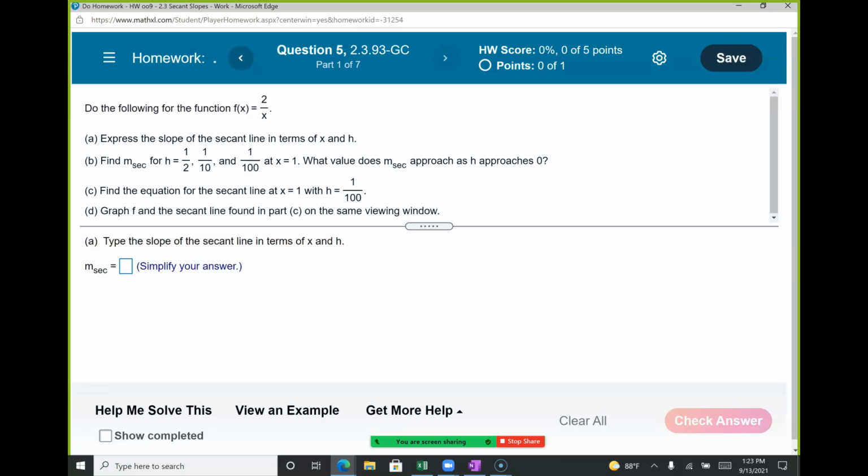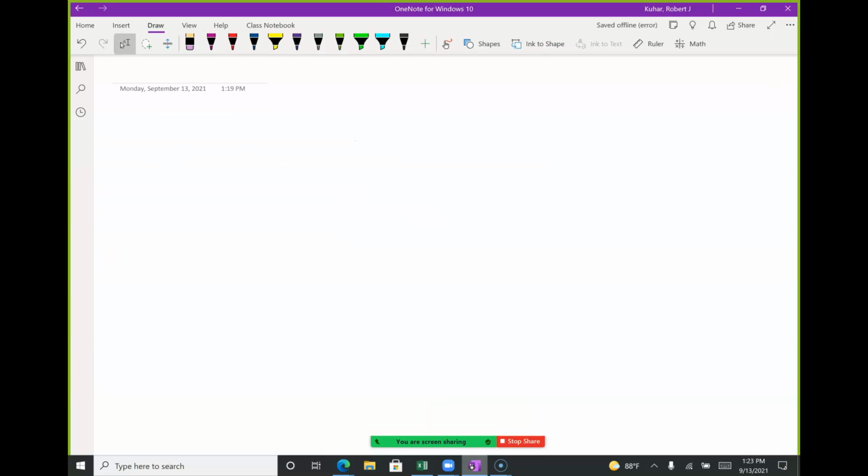Okay, I don't think I'll finish it all. In fact, I have 2 minutes left. I don't even know if I'll start it. But what do you care? So let's see what happens. f of x equals 2 over x. Let's see if we can get the difference quotient done in 2 minutes.